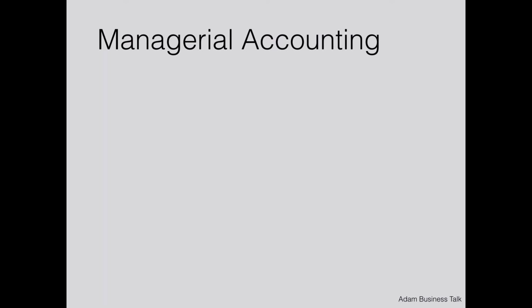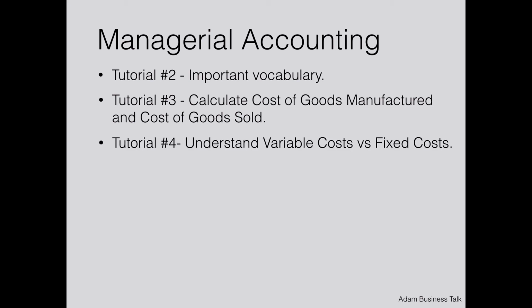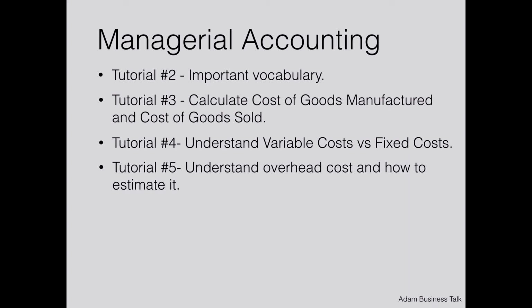Okay, so this was a quick definition of what accounting is. What's coming next in the future tutorials: I'm going to talk about important vocabulary like what's overhead, what's cost, conversion cost, stuff like that. What's cost of goods manufactured, and what is the cost of goods sold. Understand the difference between variable and fixed costs. Understand how you allocate overhead costs, and we'll learn what overhead cost is later if you don't know it.